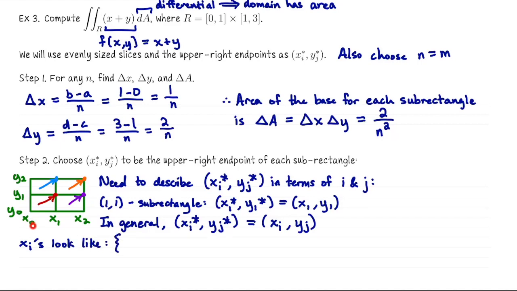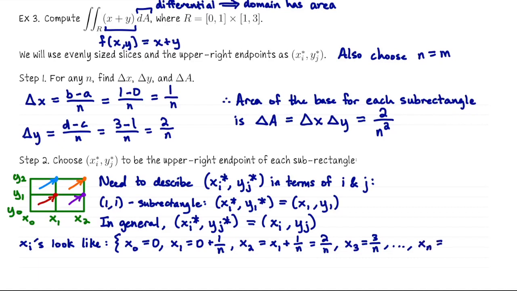Well, the first one is x0. That's just the first x coordinate, 0. x1 is 0 plus 1 over n because I take a step of delta x down the x-axis. x2 is x1 plus 1 over n, but that's actually going to be 0 plus 2 over n. So let me just write 2 over n. You can check x3 would be 3 over n. And the pattern holds because our final point would be x sub n is n over n, and indeed that is 1. That's the right point for x.